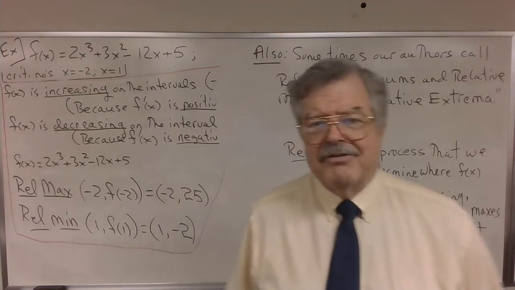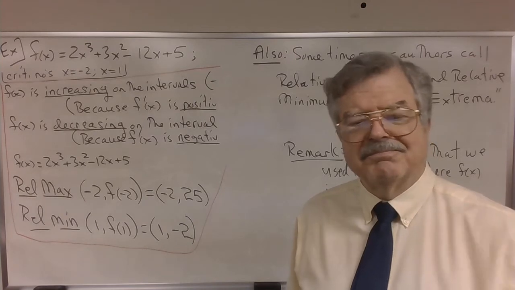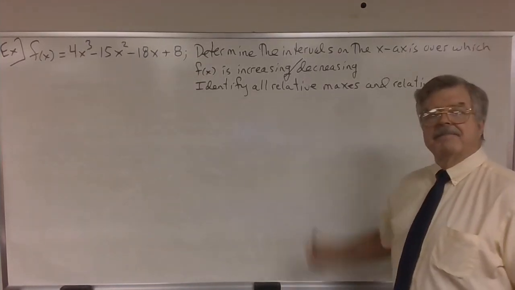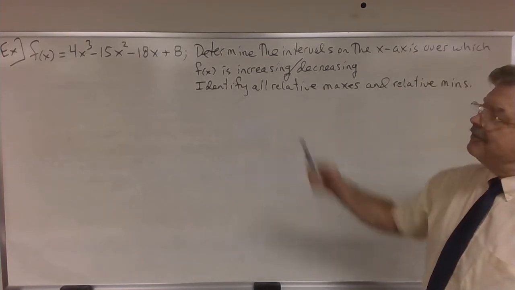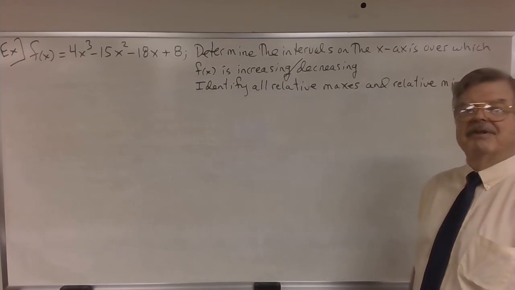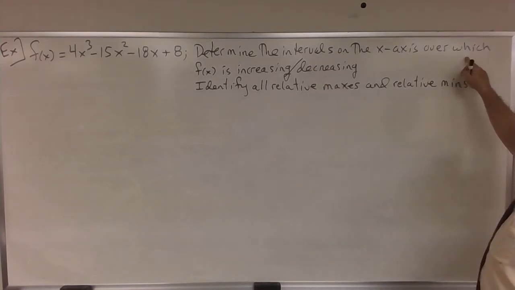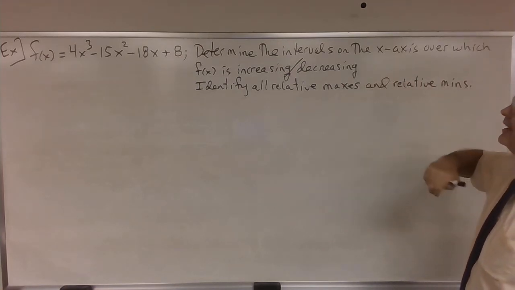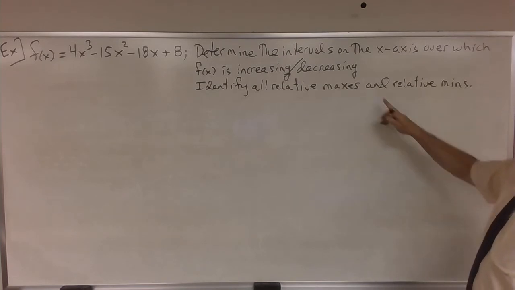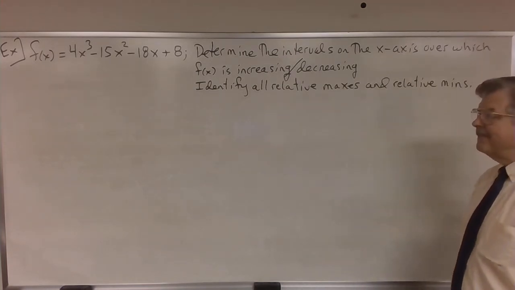Well, that exercise turned out so well, I'd kind of like to do another one. Okay, here's another good one. F of x is 4x cubed minus 15x squared minus 18x plus 8. Determine the intervals on the x-axis over which f of x is increasing and f of x is decreasing. Identify all relative maximums and relative minimums.